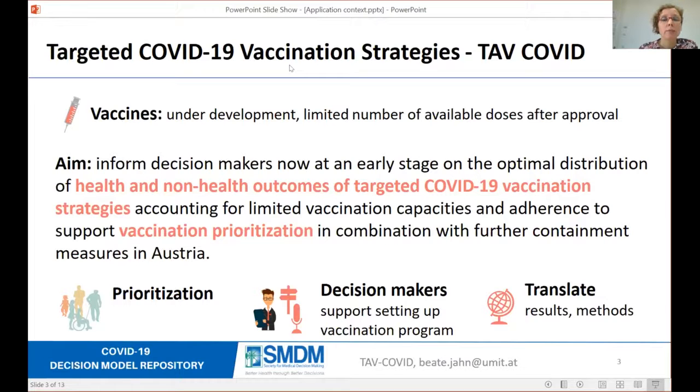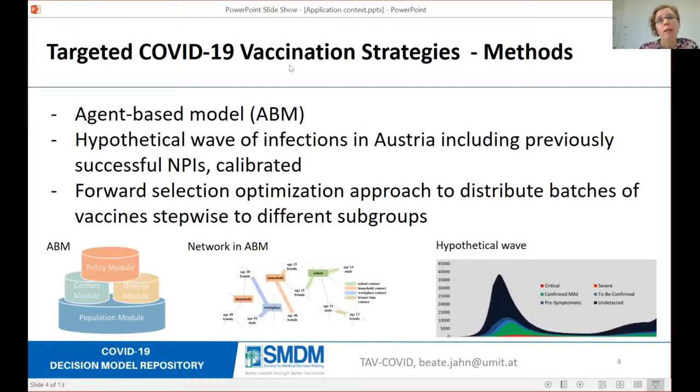In our analysis, we apply a recently published agent-based population model that reflects the comprehensive networking structure and regionality. We consider a hypothetical wave of infections in Austria, including previous successful non-pharmacological interventions. The model has been calibrated and a starting scenario similar to August 2020 was defined. We are developing a forward selection optimization approach to distribute batches of vaccines stepwise to different subgroups. Next slide, please.